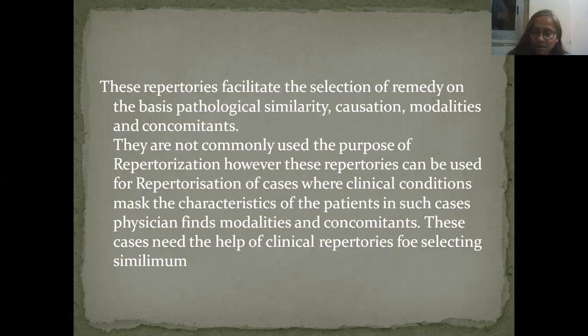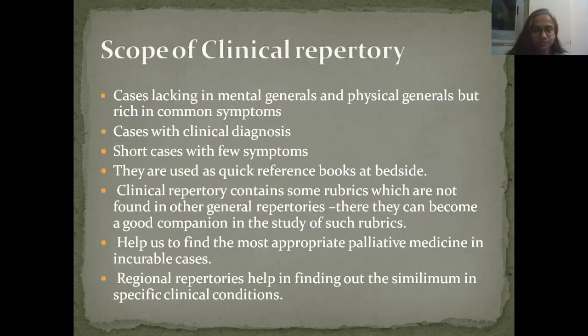However, these repertories can be used for repertorization of a case where clinical conditions are very prominent and they mask the characteristic. So if you are not getting a characteristic symptom, there is no point using a larger repertory. Okay, but if you're getting very prominent symptoms which are common symptoms of the disease, or which are just symptoms of that clinical condition, you can definitely use clinical repertories, and I'm telling you, in many cases these repertories help a lot. So these cases need the help of clinical repertories for selecting the simillimum.